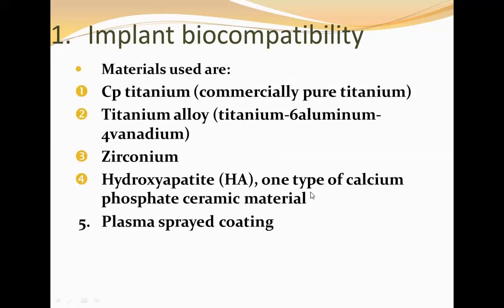So these are some biocompatible materials we use. CP means commercially pure titanium, that is 99.9% pure titanium, but because of its strength, it's not strong enough to bear your occlusal load. We have modified this commercially pure titanium to titanium alloys, where we have added aluminum and vanadium, 6 parts aluminum and 4 parts vanadium, and thereby we make the material stronger.